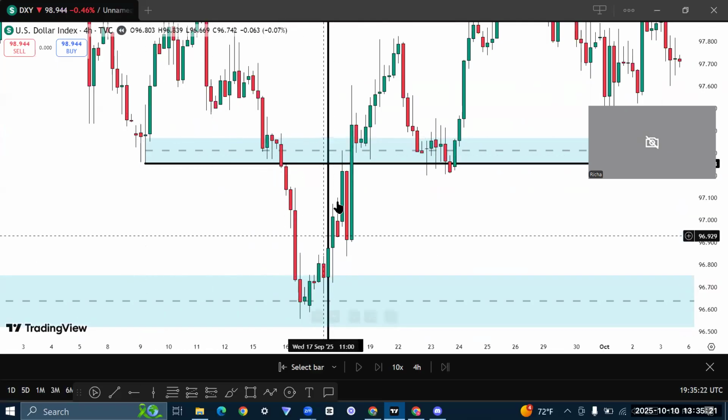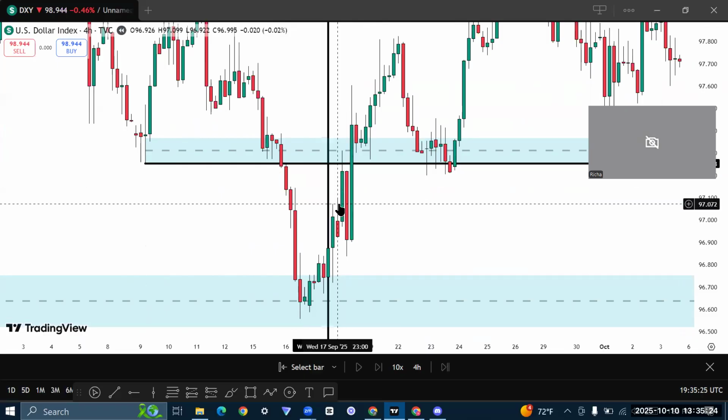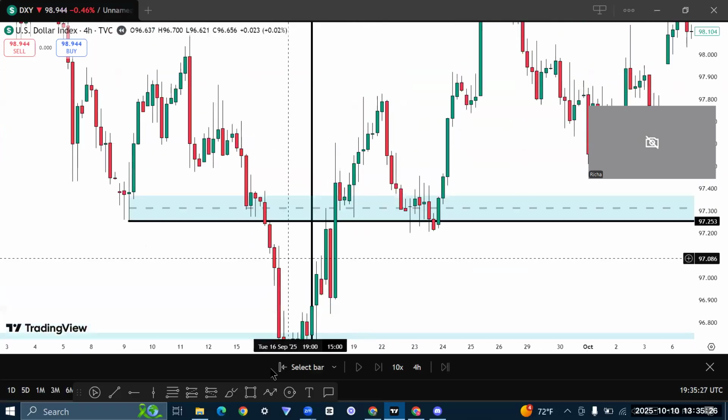So when price comes back to here, we can look for a bearish reaction or a bullish reaction. What does that look like? I'm about to show you.